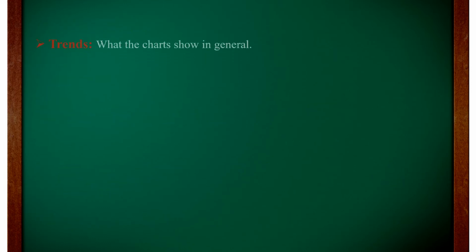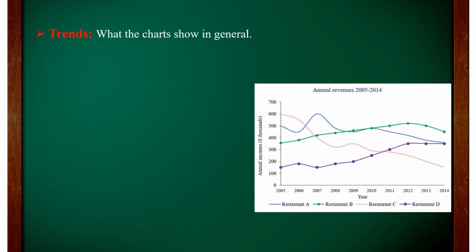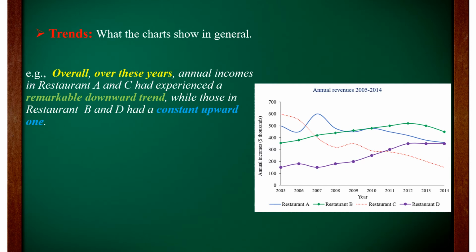Alright, now let's move to trend. Trend is what the chart shows in general. Let's have a look at my general trend. Overall, over this year, annual income in restaurant A and C had experienced a remarkable downward trend, while those in restaurant B and D had a constant upward one.